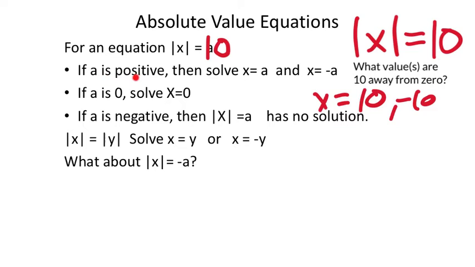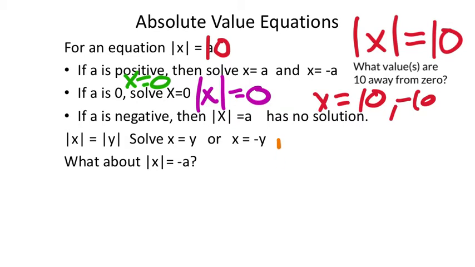Let's see, if A is positive, then solve, yeah, that's true. If A is 0, you only get one answer. But if A is negative, then it has no solution. So let's go through these, okay? If you have the absolute value of some number equals 0, well, what number or numbers are 0 away from 0? Only x equals 0 is. That's the only one that will make that work. It's just a unique scenario. I don't think we're going to see that too often.